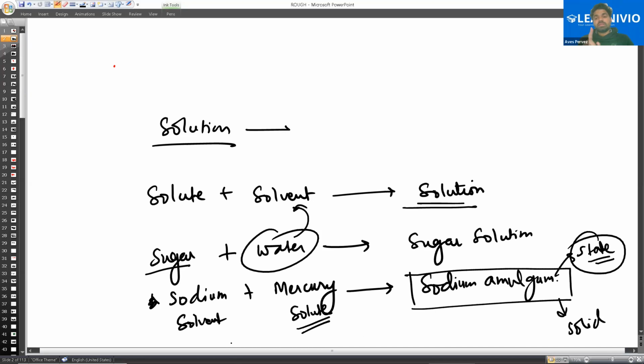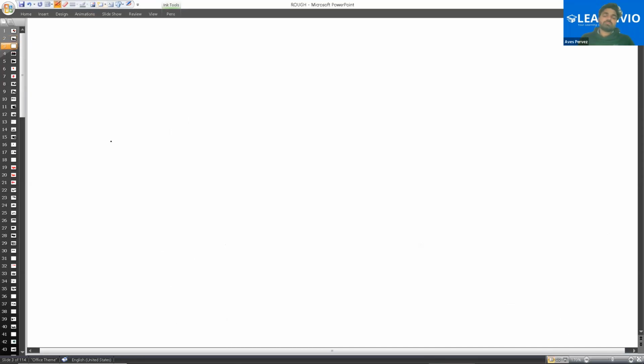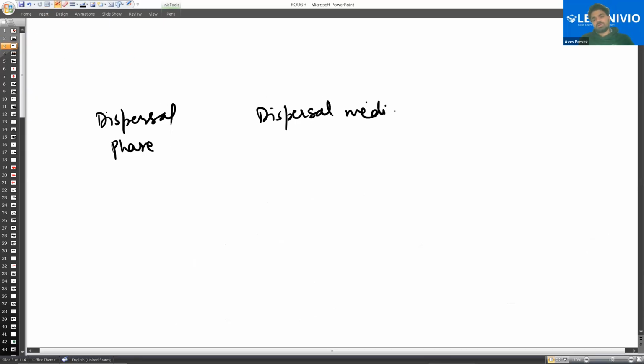Got it? The state, like for example, dispersed phase and dispersion medium. What is the dispersed phase? The dispersed phase is the solute, and the dispersion medium, in which it is dissolved, is the solvent.